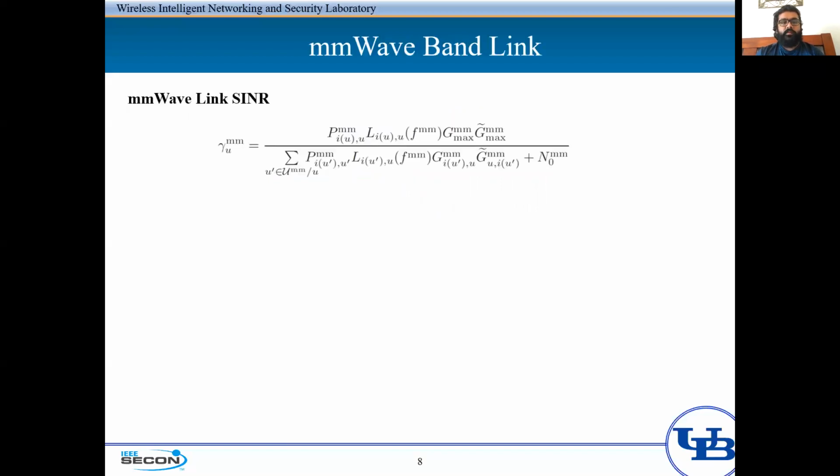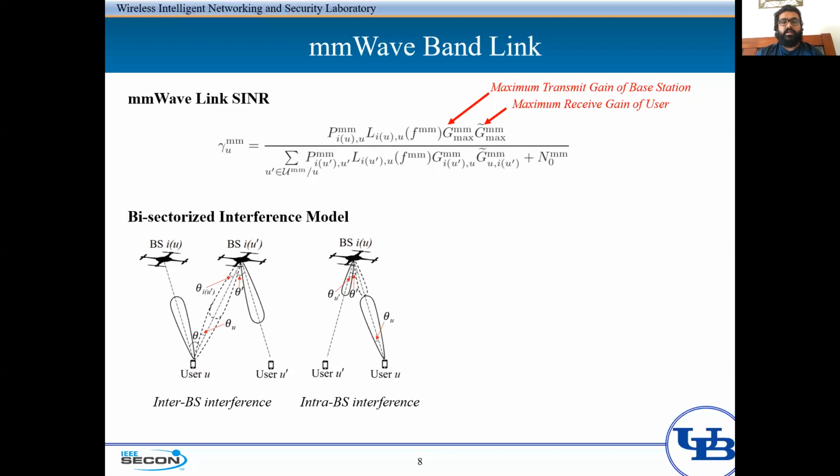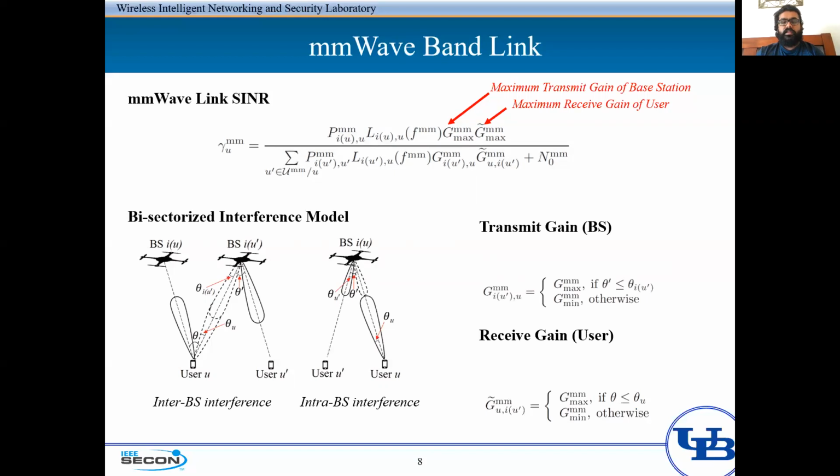Next is the millimeter wave link SINR, which can be given as follows, where G_max is the maximum transmit gain of the base station and the maximum receive gain of the user. In order to obtain the gain terms in the denominator, we use a bisectorized interference model as shown in the figures. We consider inter-BS interference and intra-BS interference, where inter-BS interference is the interference caused by two different base stations with a user of interest, and intra-BS interference is the interference caused by the base station which serves multiple users. So the transmit gain and the receive gain can be given as follows, where theta prime is the offset angle and theta_i of u is the beamwidth.